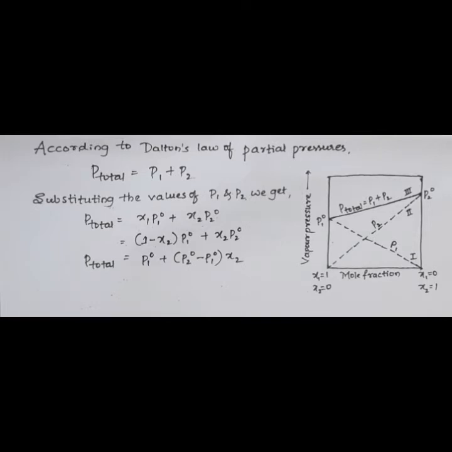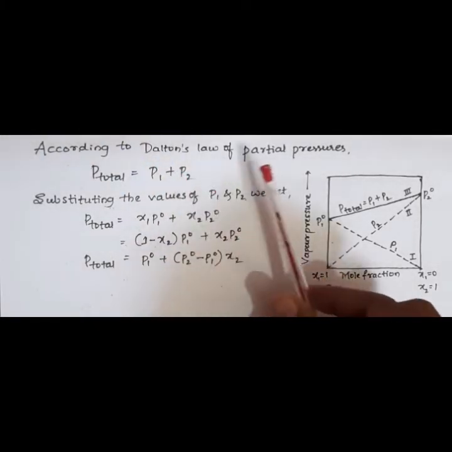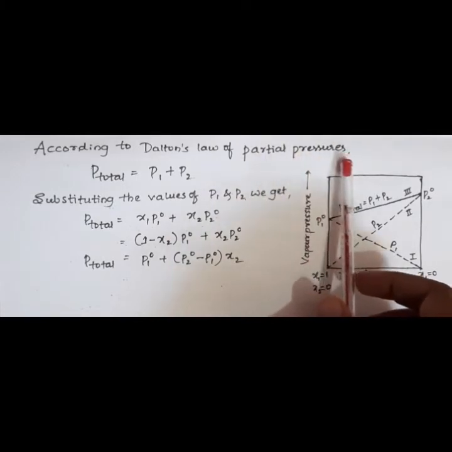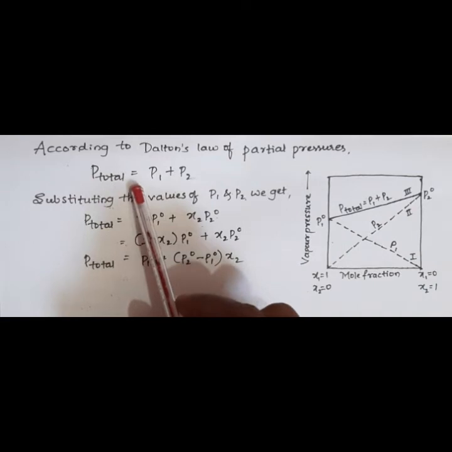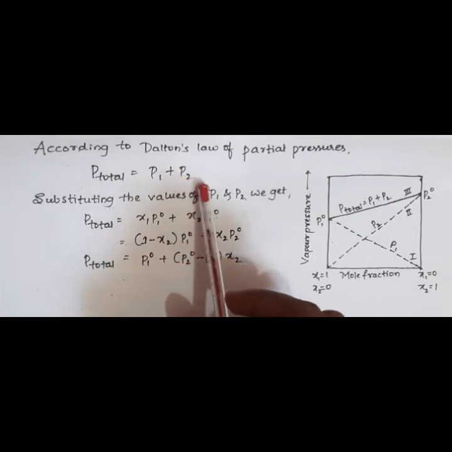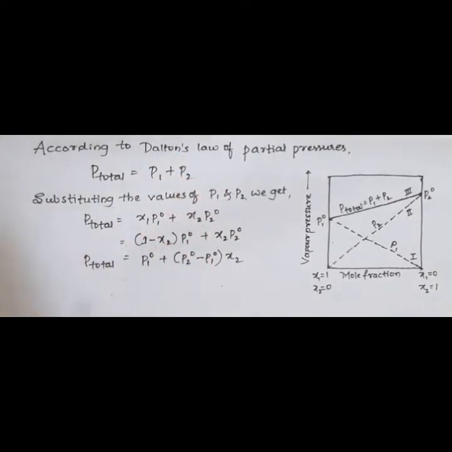Here, to determine the total vapor pressure, we will consider a law that is known as Dalton's law of partial pressures. According to Dalton's law of partial pressures, the total vapor pressure is equal to the sum of partial vapor pressures of each component. So here we will simply consider the partial vapor pressures of each component present in the given solution, and we will add those partial vapor pressures and get the total vapor pressure.